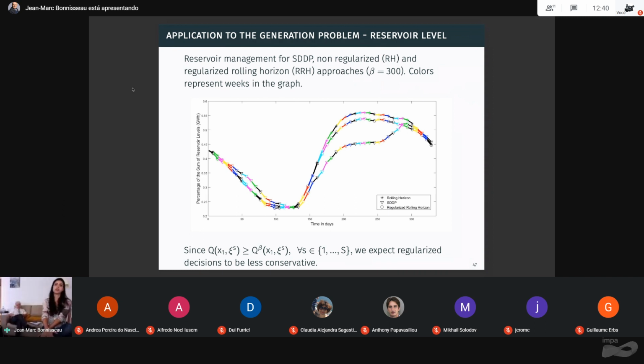Another comparison is between regularized rolling horizon and rolling horizon. We see that the curve for regularized rolling horizon is under the curve for rolling horizon. It's also expected since we can prove that the regularized future cost function Q beta is under the original future cost function Q. So we expect regularized decisions to be less conservative.